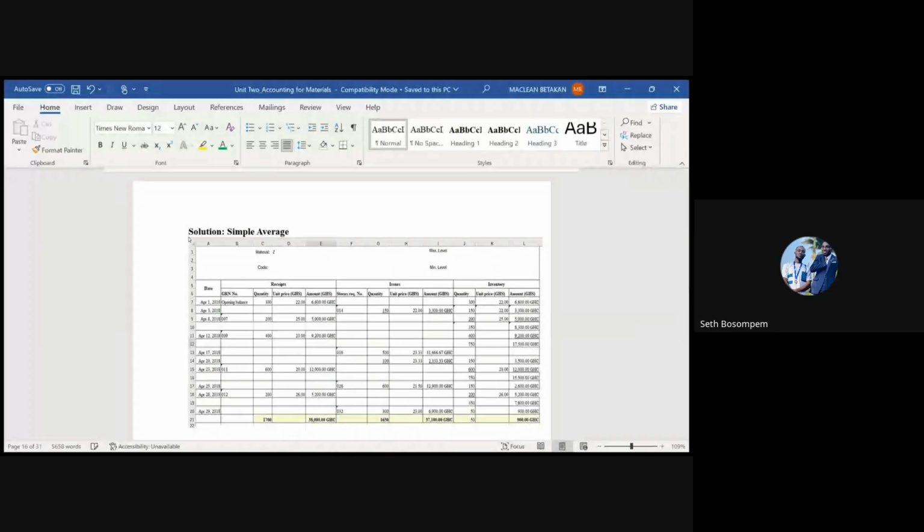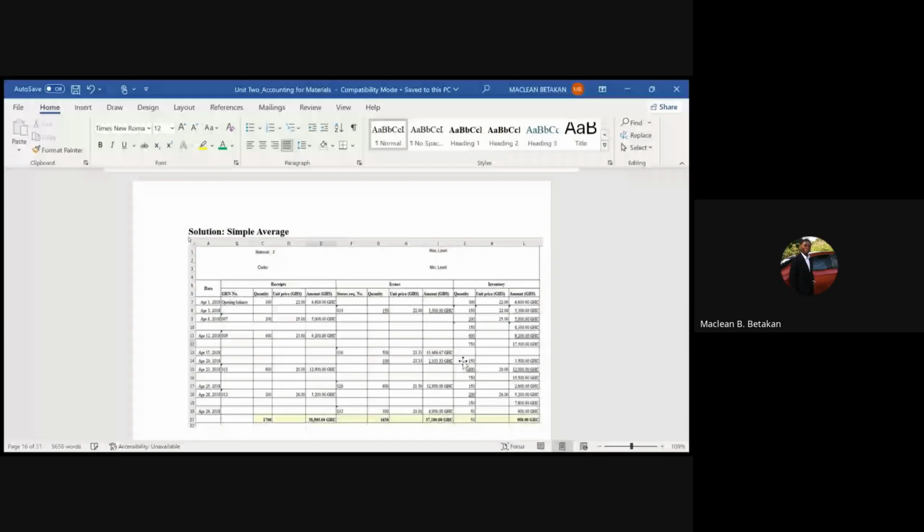Yeah, two prices, that's 23 and 25. What about the opening balance? Have we finished the prices? Yes, so we have the three prices, which are what? We have the 22 cedis, 25 cedis, and 23 cedis.